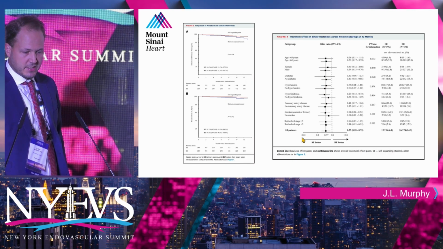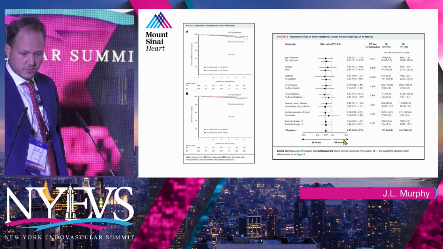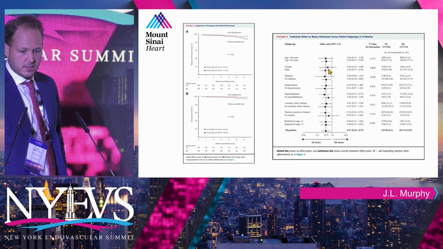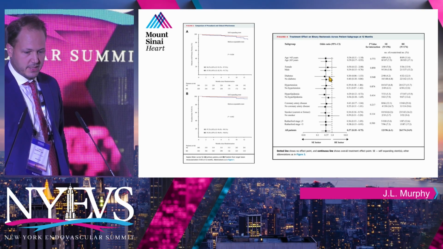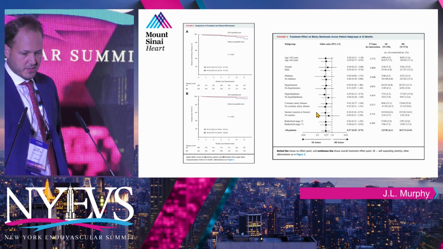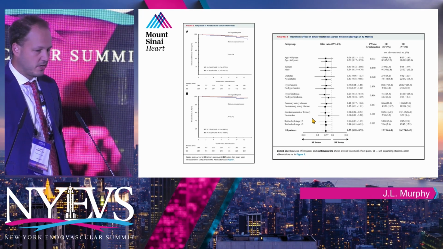So you can see to the left, the self-expanding is favored versus to the right. So older, younger, female, male, diabetes, no diabetes, the self-expanding really saw an advantage in all of these subgroups.